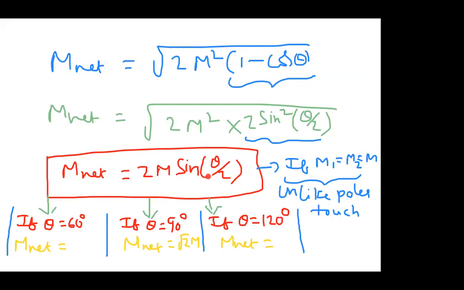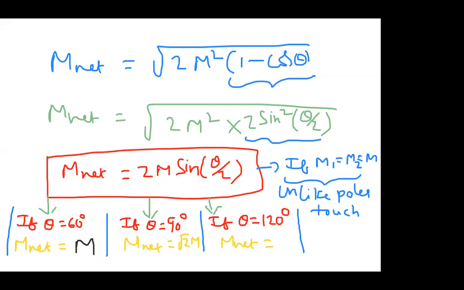Here, sine theta by 2. First, theta 60, I am taking. Theta 60 means sine 60 by 2, that is sine 30, which is 1 by 2. The 2 cancels, and the net value of m is m.